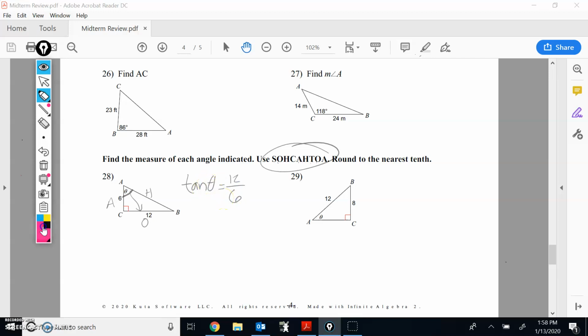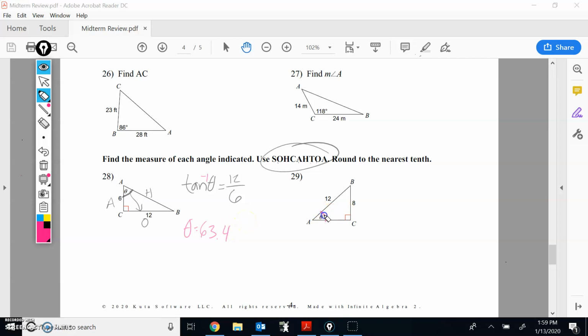Since we don't know an angle, that's when you do second tan in your calculator to get the tan^-1. Second tan, and you do opposite divided by adjacent, and you'll get your angle to be 63.4.